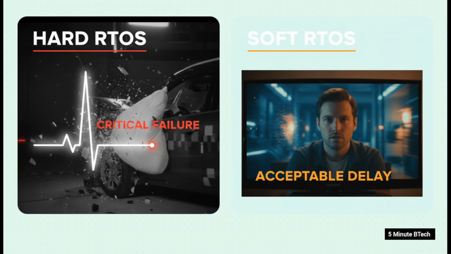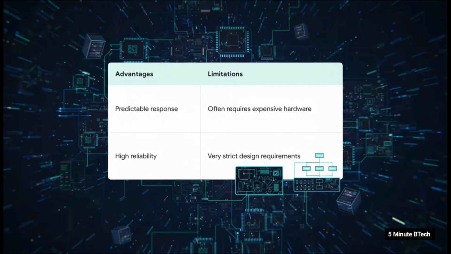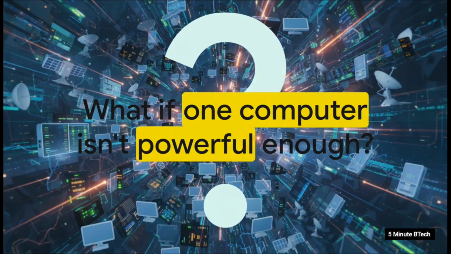But in a soft RTOS, like for video streaming, if a frame drops here and there, it's annoying for sure, but the whole system doesn't fail. This level of precision and reliability comes at a pretty steep price. An RTOS often needs specialized, expensive hardware, and the software design is incredibly strict and complicated. You just don't get this kind of guarantee for free. So we've figured out efficiency and precision for a single machine. But what's the next frontier?